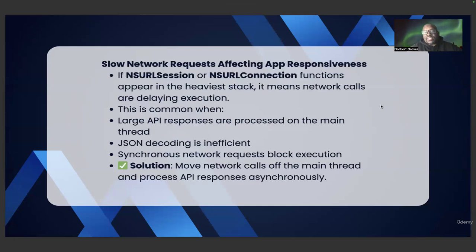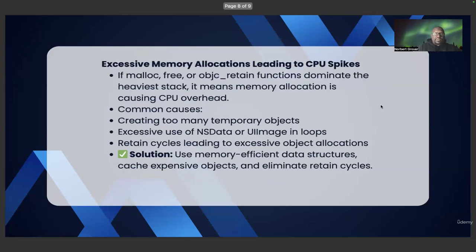Slow network requests affecting app responsiveness. NSURLSession or NSURLConnection functions appear in the heaviest stack. It means network calls are delaying execution. This is common when large API responses are processed on the main thread, JSON decoding is inefficient, or synchronous network requests block execution. Solution: move network calls off the main thread and process API responses asynchronously.